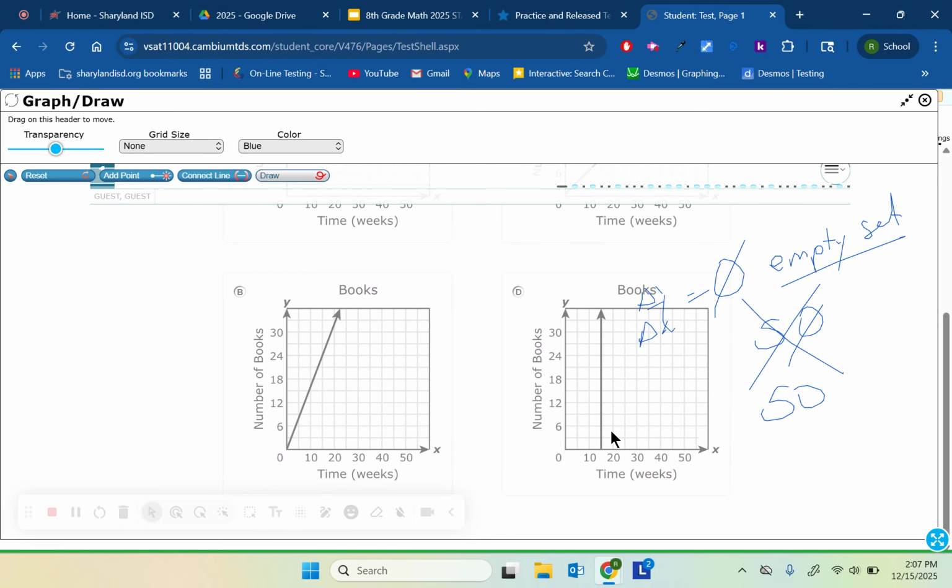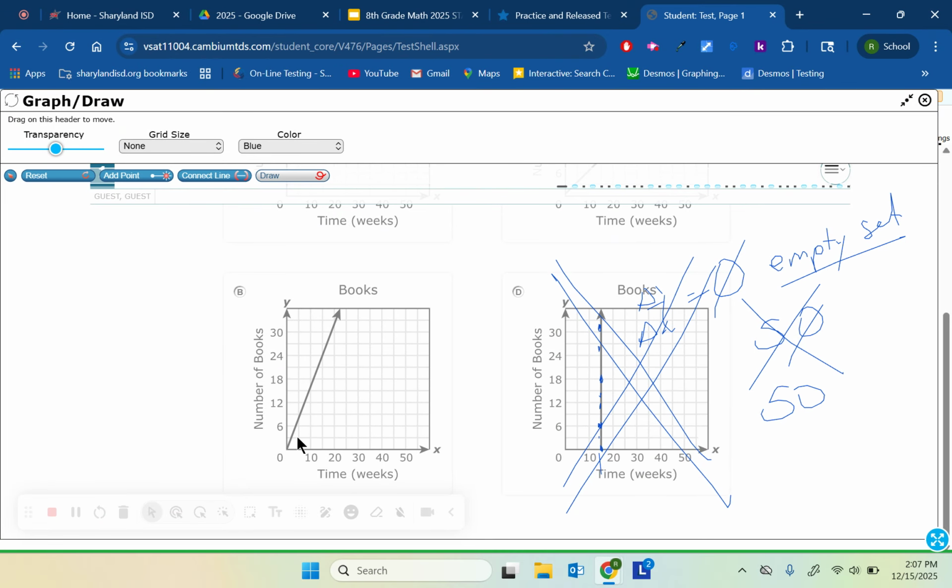So this one's got a slope that's undefined, right? Notice here I'm at 15 weeks, but I've read 6 books, I've read 18 books, I've read 30 books, I have read a bunch of different numbers of books, all at the same time. Wow! So I'm a time traveler. You're in two or more places at once. That doesn't happen, right? Functions don't work this way.